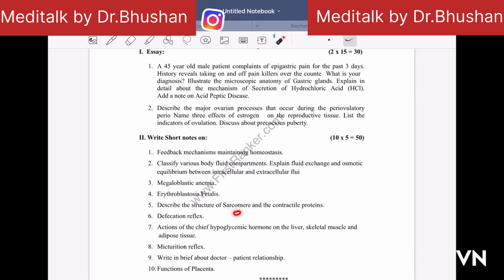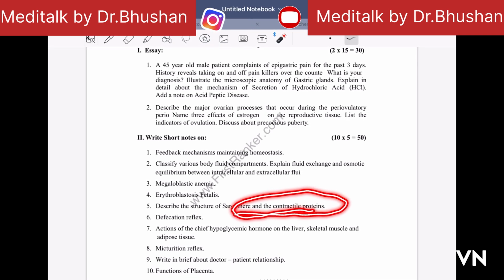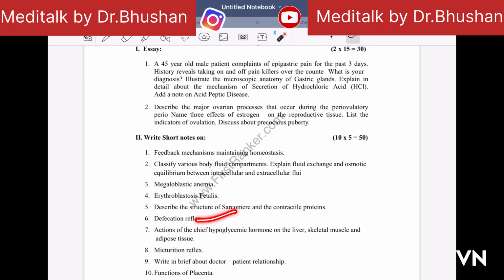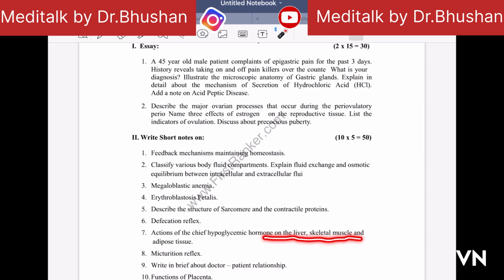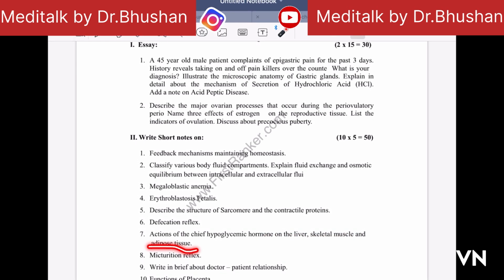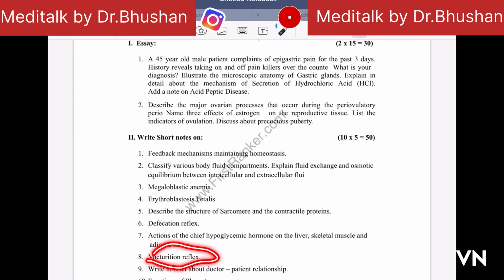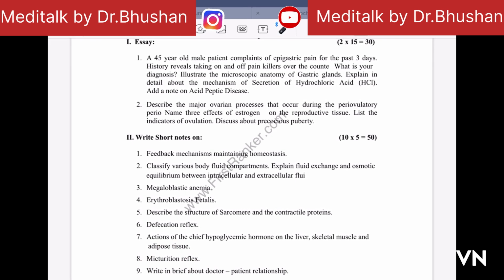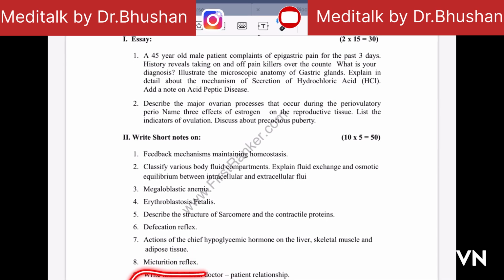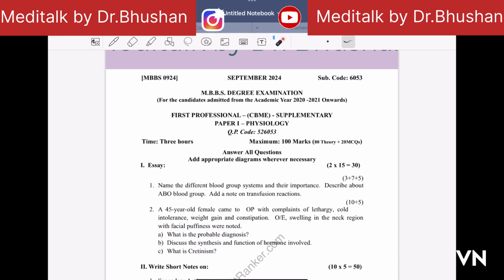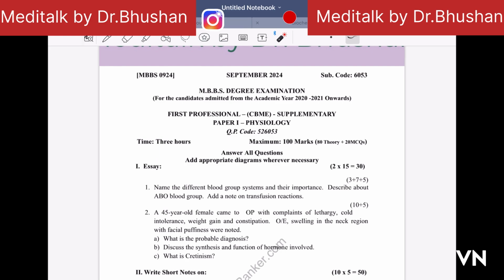Describe the structure of the sarcomere and contractile proteins. This is a repeated question: defecation reflex, action of the chief hypoglycemic hormone on liver, skeletal muscle and adipose tissue. Micturition reflex, repeated question. Write in brief about doctor-patient relationship and function of placenta.